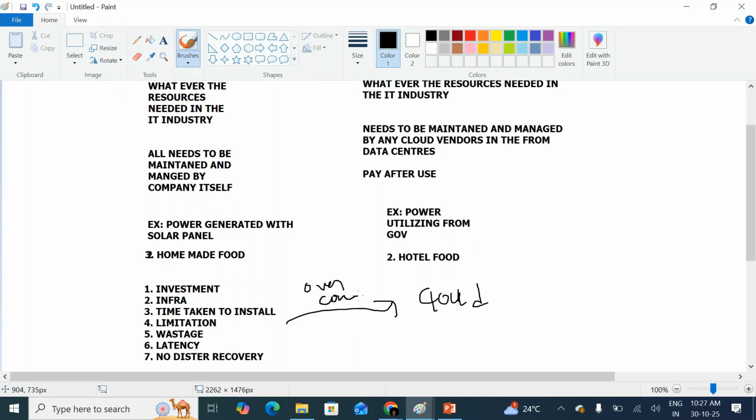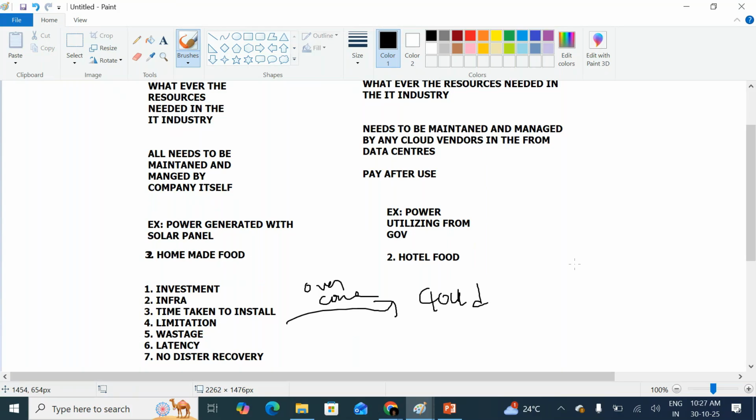Overcome, how? No investment. If you observe power utilization from the government, there's no investment. You take a connection from the government for 100 or 1000 rupees. They used to have a meter, and there are also meter charges. They will connect a line and send the power. If anything happens, we just call the substation, because we lost the power.